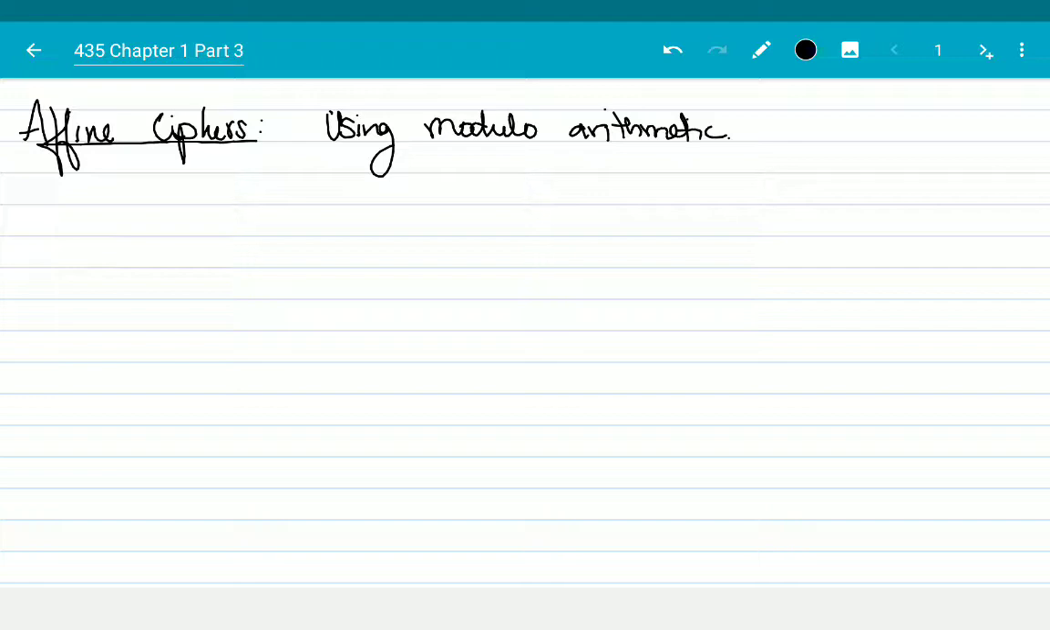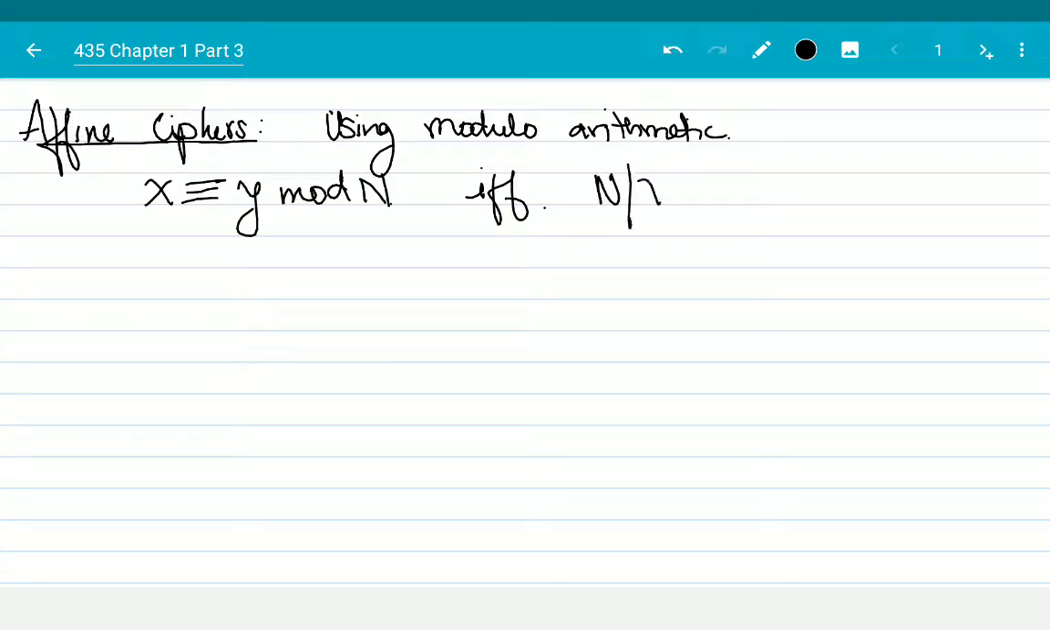Okay, so we defined what it means by x congruent to y mod n: x is congruent to y mod n if and only if n divides x minus y, right? This was my definition of writing x equal to y mod n, and we discussed some properties.